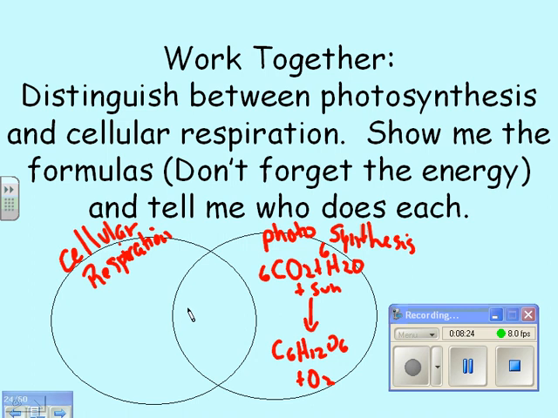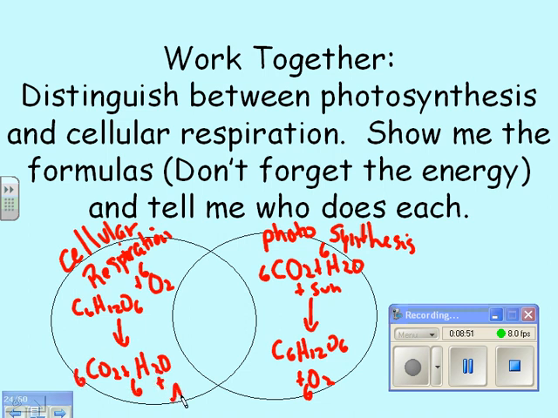So let's do the opposite one here. This one, cellular respiration. You start it with food, like glucose, C6H12O6. And you need the oxygen that you breathe. You actually need 6 of these, and of course there's 6 of these over here. And then you break them down to carbon dioxide plus water, and you've got 6 of each of those. And you make ATP.